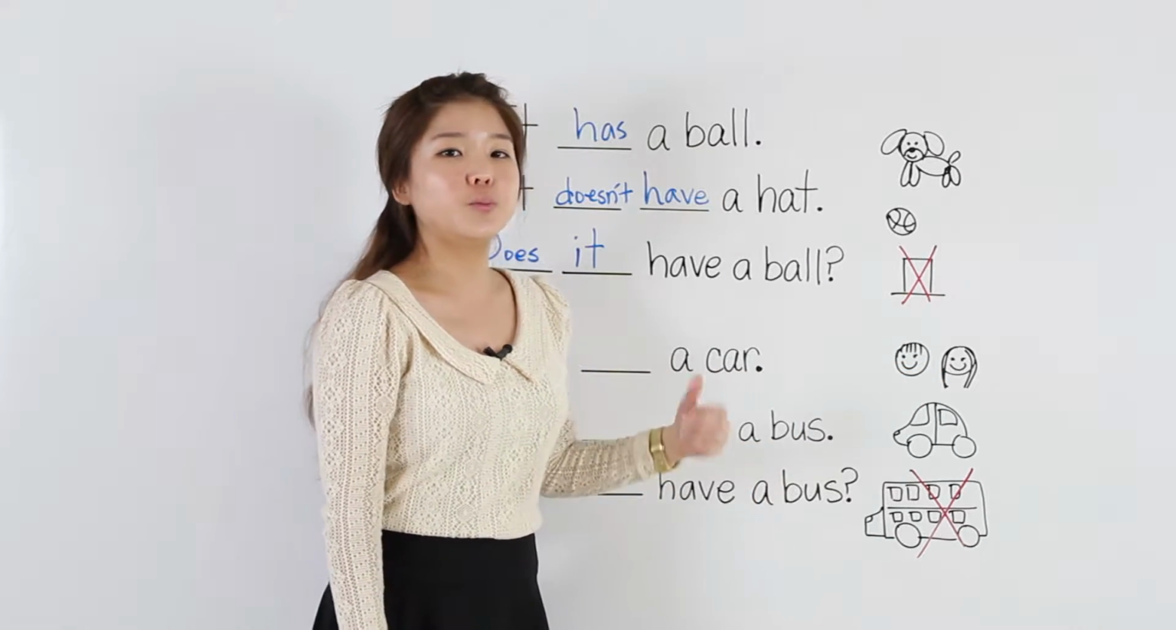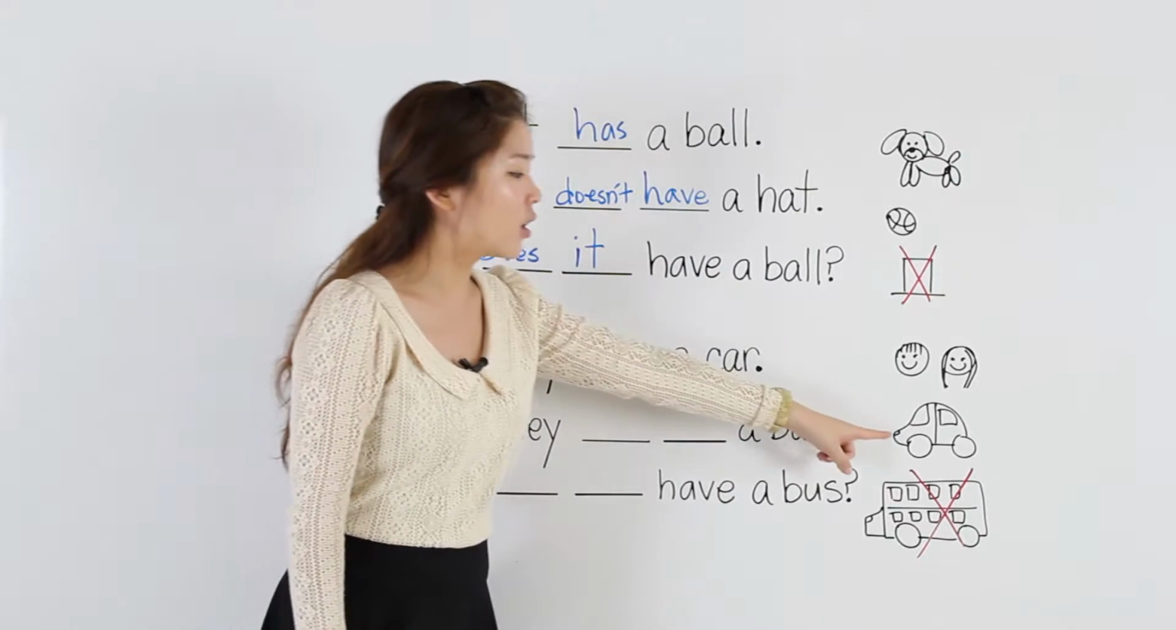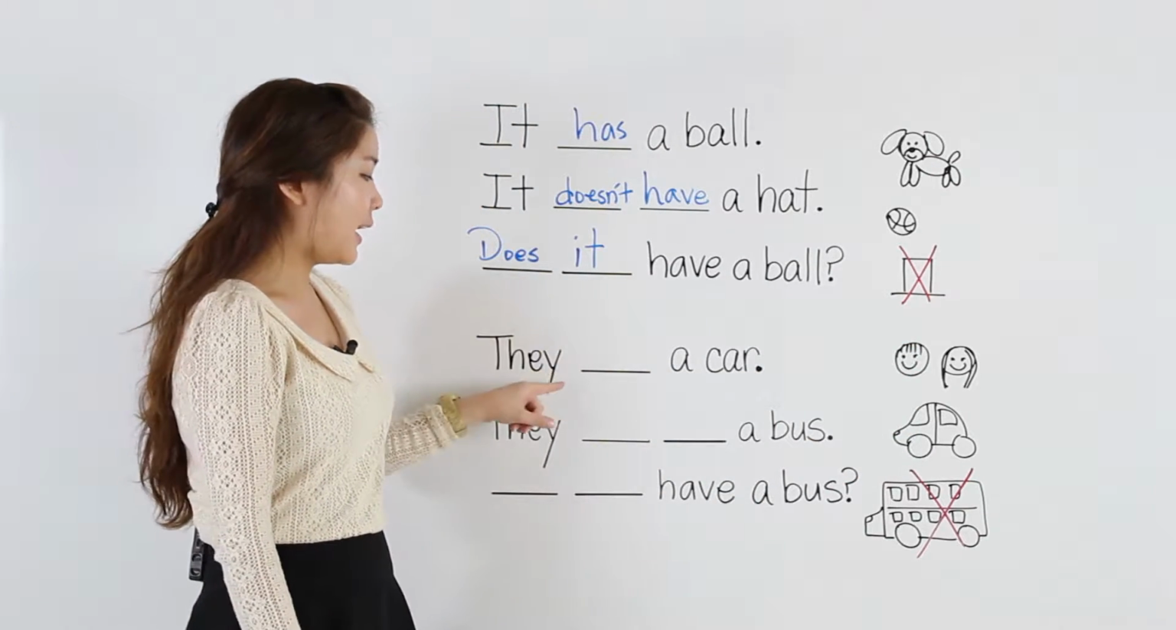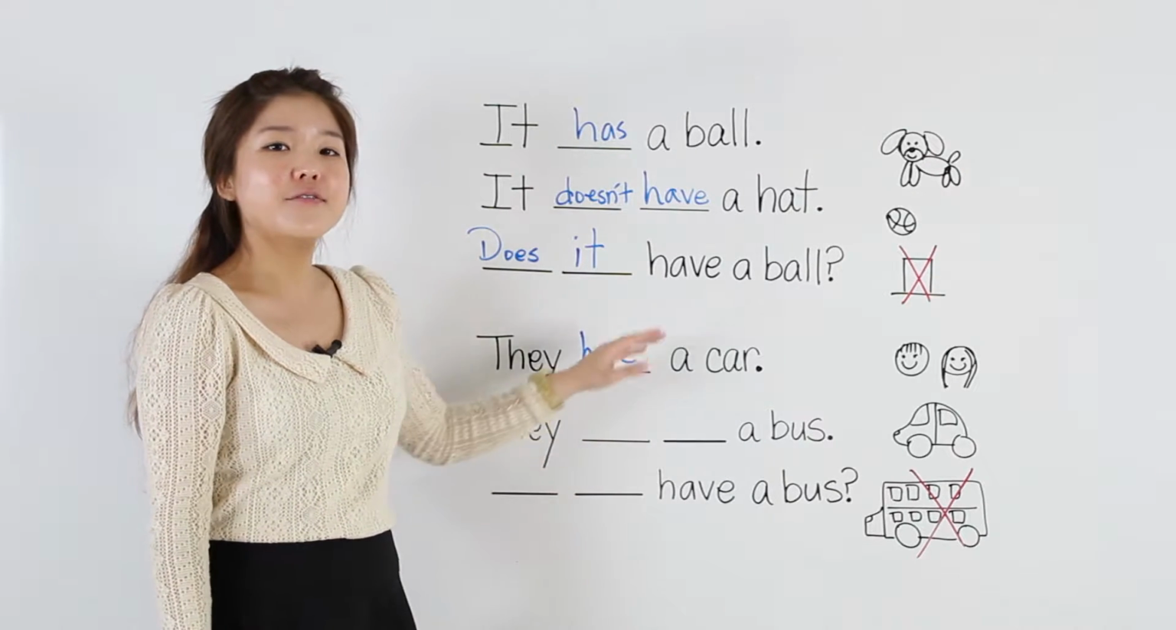Here we have two people. So we're going to say they. And a car that belongs to them. For they, we have to say have. They have a car.